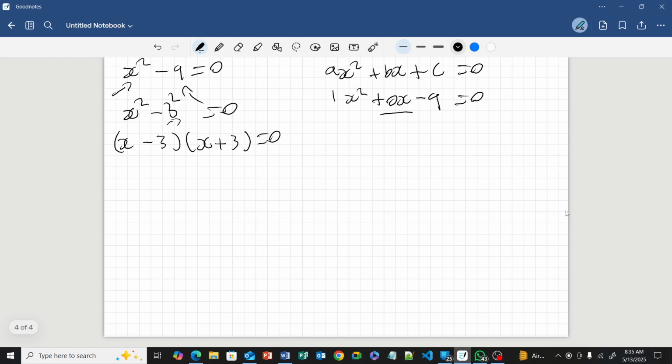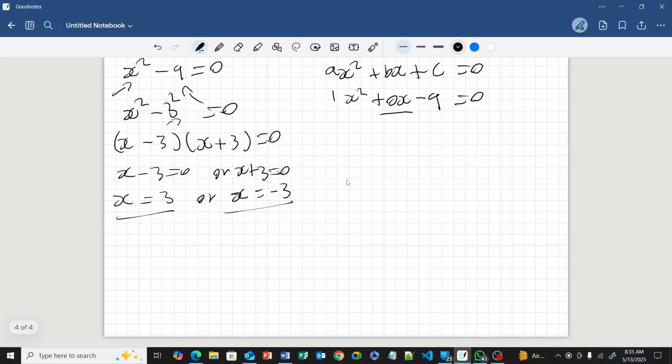So then what we do, therefore, x minus 3 will be equals to 0, or x plus 3 will be equals to 0. Therefore, x will be equals to positive 3, or x will be equals to minus 3. Alright, and these are your answers.